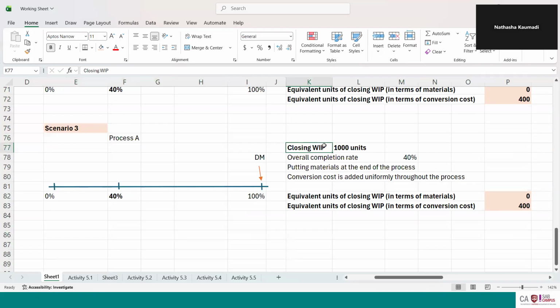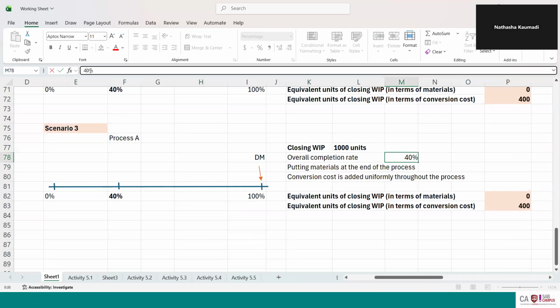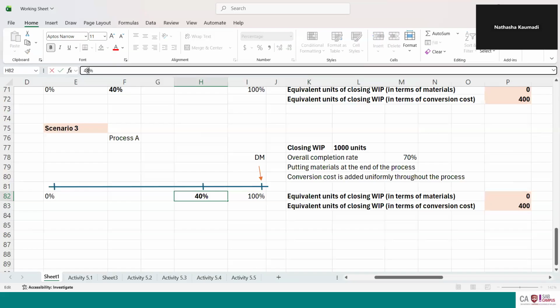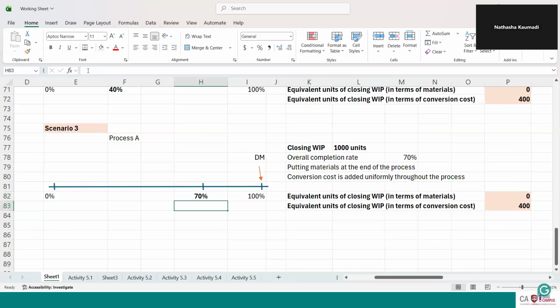Process 3. It says closing WIP 1000 units. Overall completion rate is 70%. So we change this. Completion, okay, somewhere here. I will say 70% is somewhere here. Now we are 70% completed.